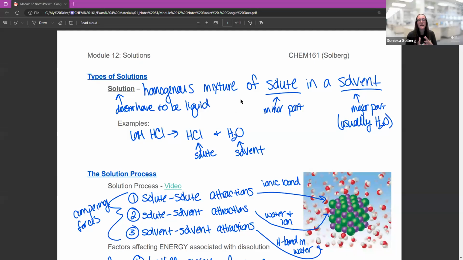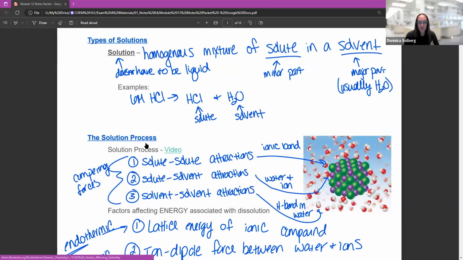So that was really the ion dipole force, or when things are dissolving. So we're going to talk about the energy associated with that, or the enthalpy of solution or dissolution. There's really 3 processes going on if we break it down. So there's attractions being formed and attractions being broken. And whenever you break something, it's endothermic, and whenever you make something, it's exothermic.